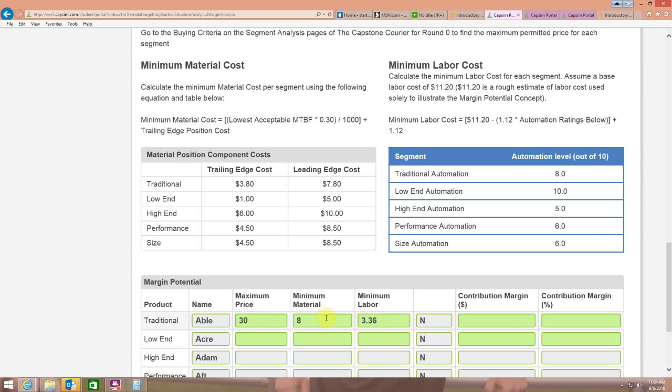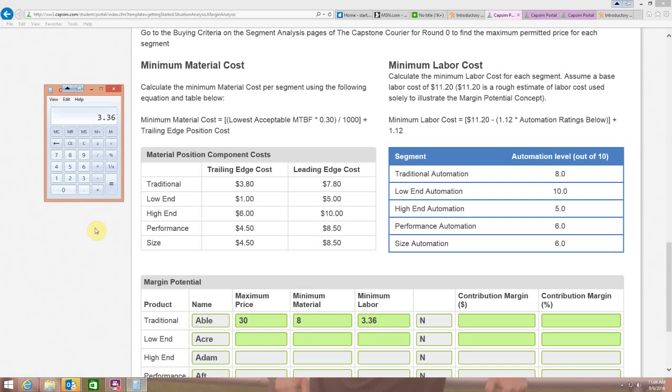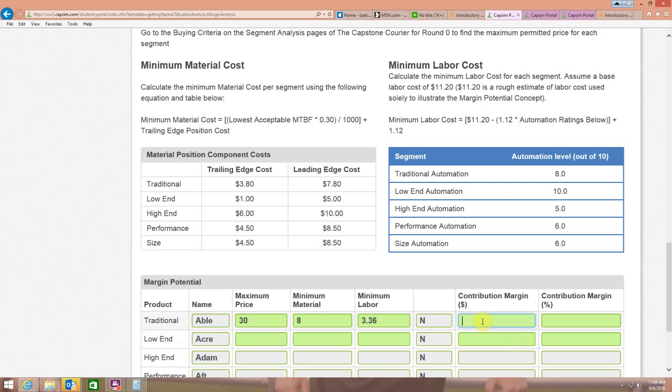Okay, so what's my contribution margin in dollars, or gross profit? It's 30 minus 8 minus 3.36, right? Let's do that. So 30 minus 8 minus 3.36. So it'd be $18.64. Ooh, hit a wrong button there, didn't I? 18.64. Okay.